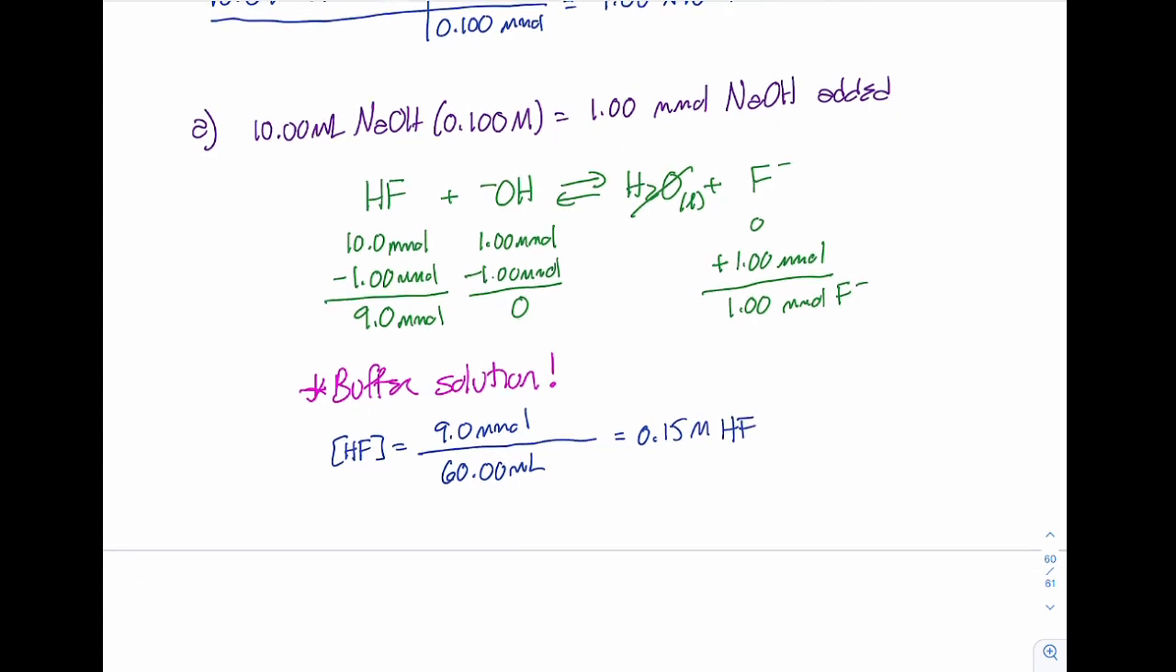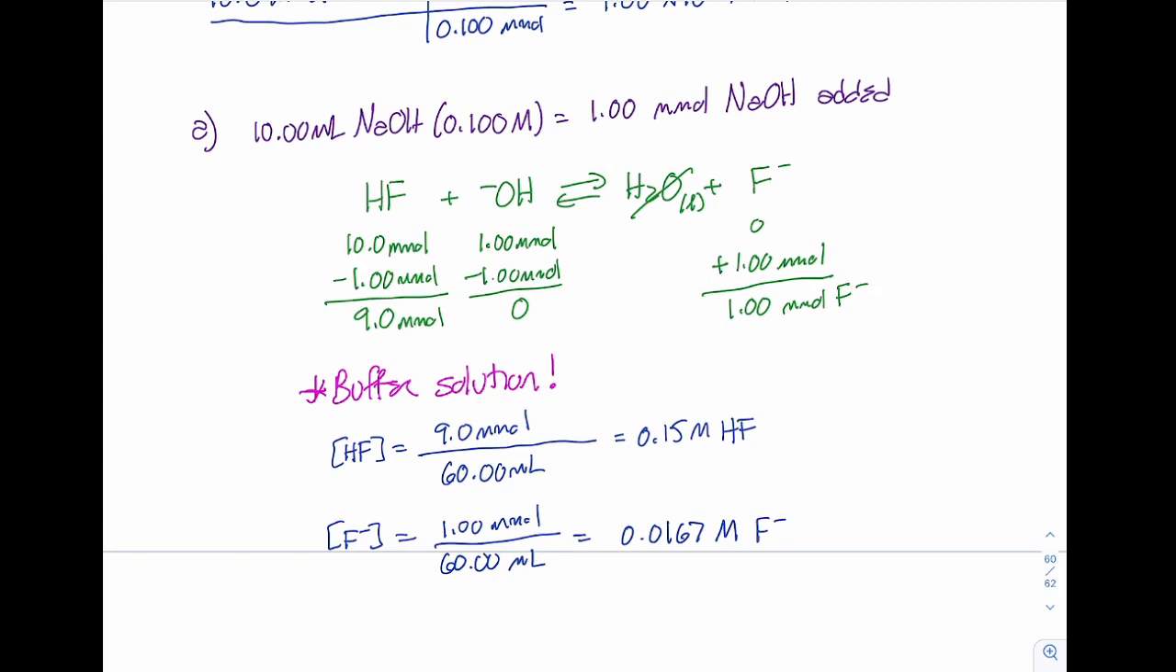And then we'll do the same process with my fluoride ions. I have 1 millimole. We're going to divide that by my total volume of 60 milliliters. And I get 0.0167 molar. Do watch out for your significant digits on these. I do have a different number for both my concentration of hydrofluoric acid and my fluoride ions.